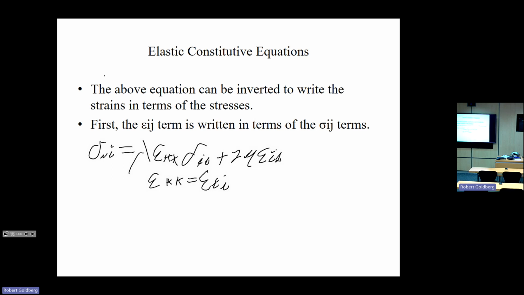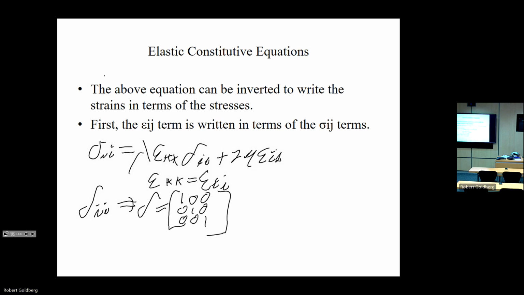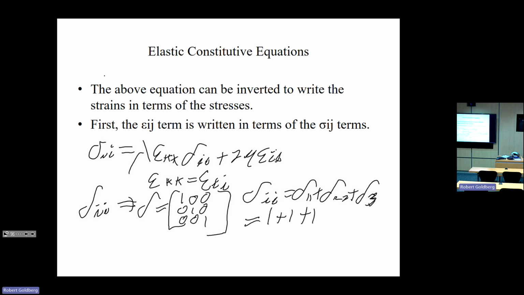And for this delta ii, if you consider that the Kronecker delta is defined like the identity matrix that we talked about, then delta ii is equal to delta 1,1 plus delta 2,2 plus delta 3,3, which is equal to 1 plus 1 plus 1, which is equal to 3. So we can take this delta ii and just replace it with 3.